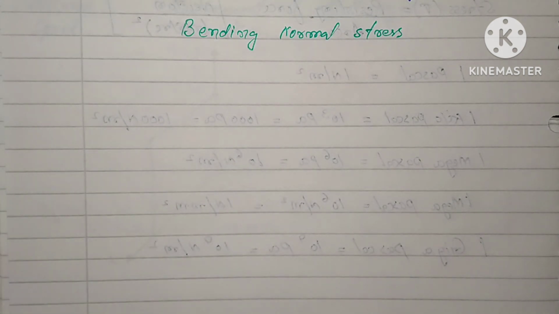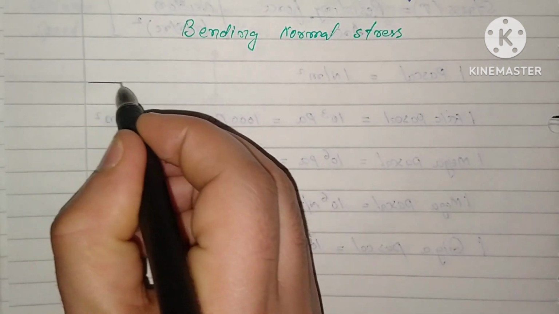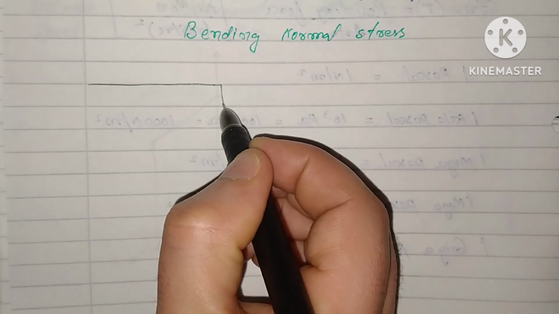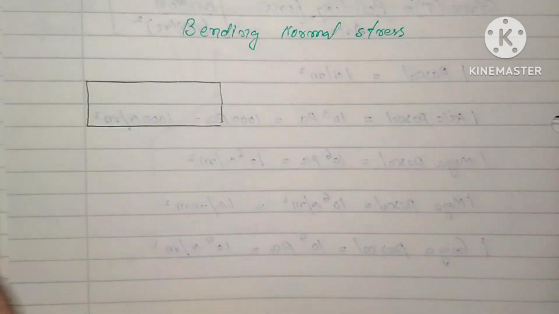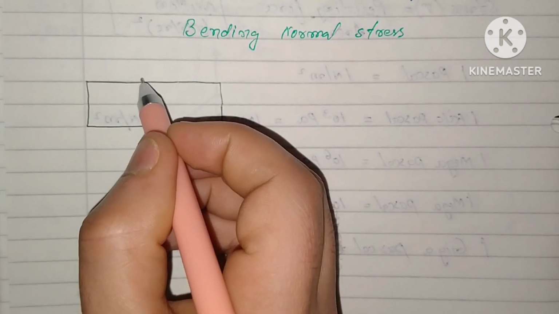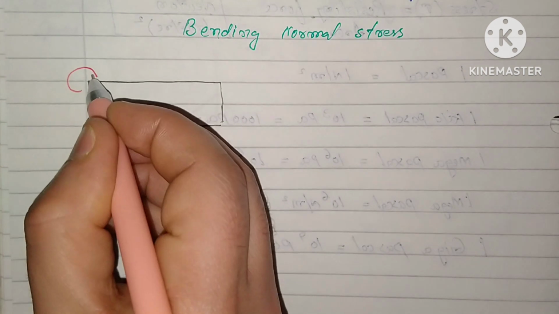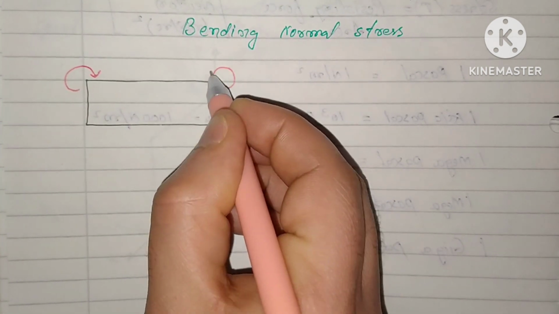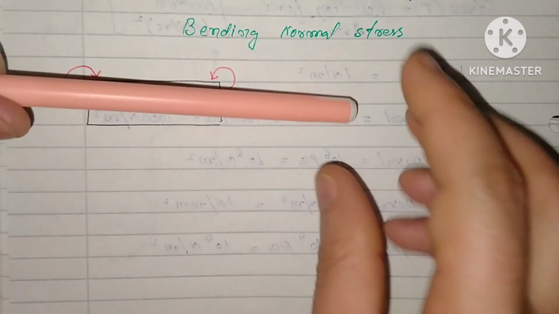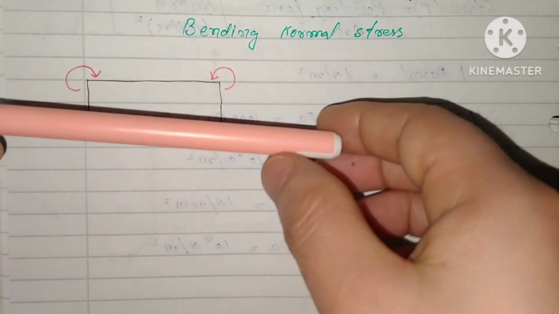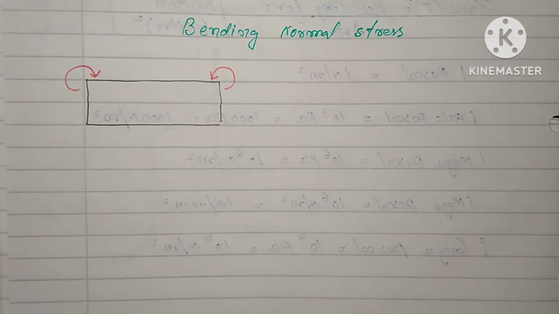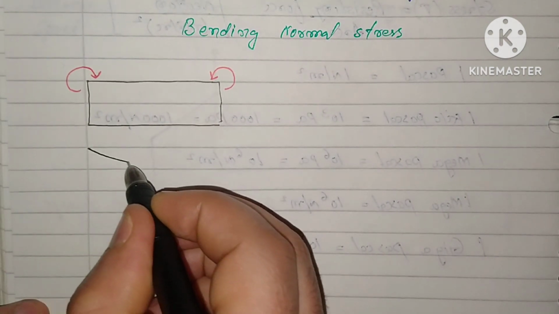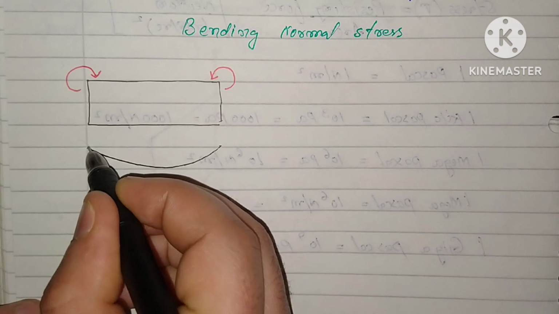If there is a beam like this, and it is subject to a point load, or it is subject to a moment like this. It is a beam and it is subject to a clockwise moment like this, and it will bend in the form of this.